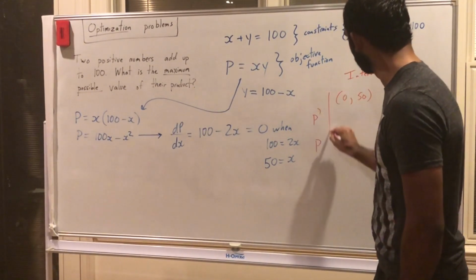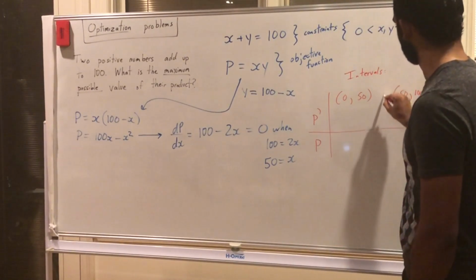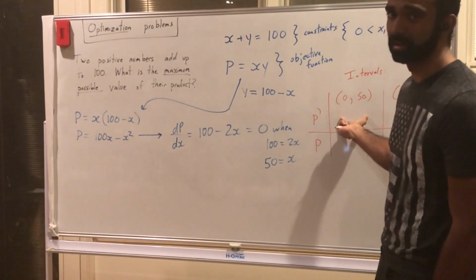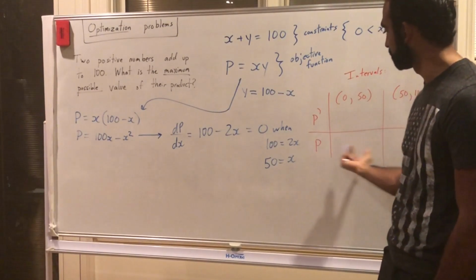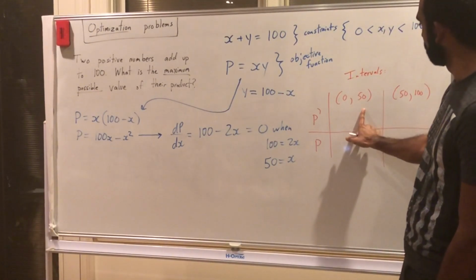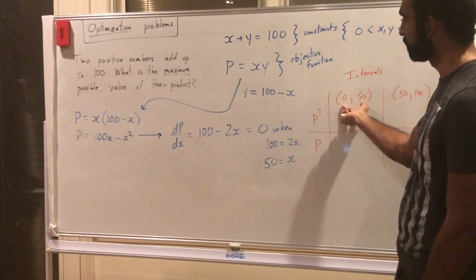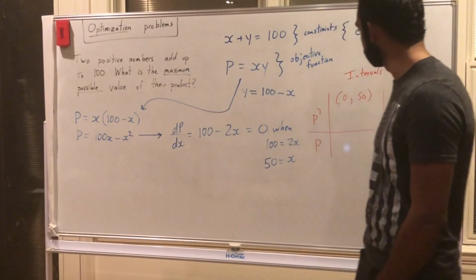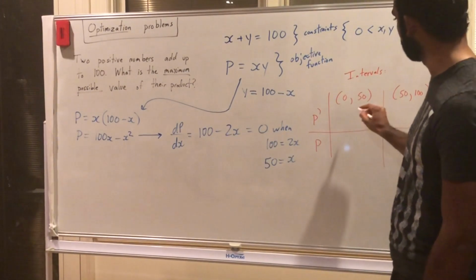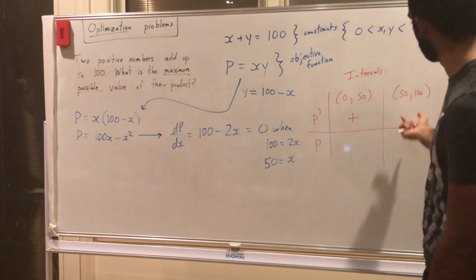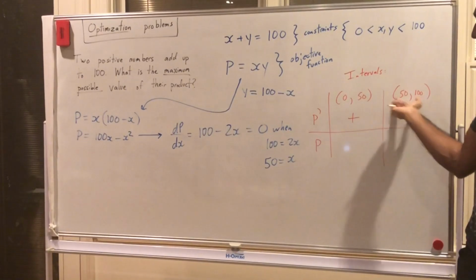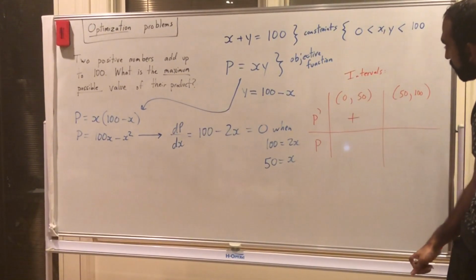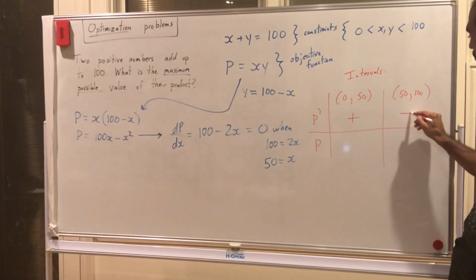Really, you only need p prime, but just for the sake of completeness, I'm going to throw p on this second row down here. If you take any number between 0 and 50, throw it into your first derivative, do you get a positive or a negative value? You'll get a positive value. If you take any number between 50 and 100, non-inclusive, throw it in your first derivative, you get a positive or a negative value? A negative value.